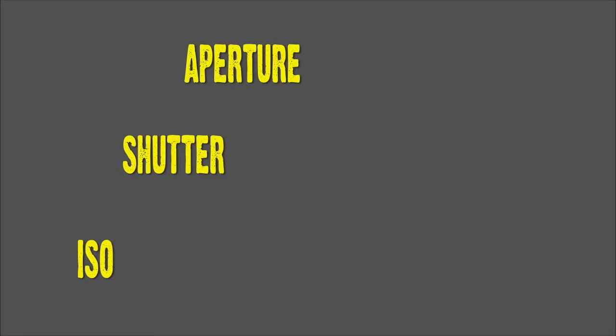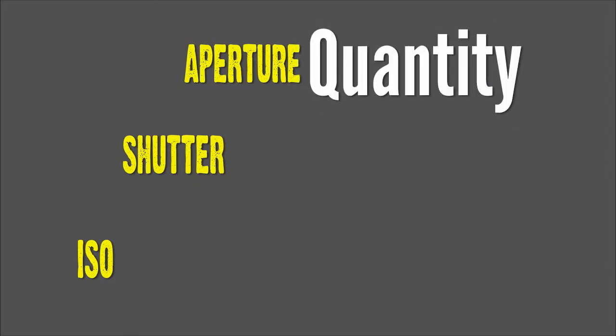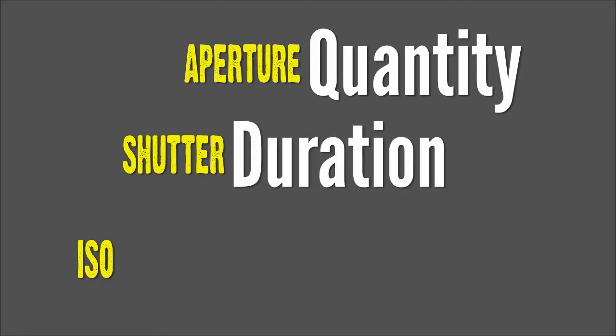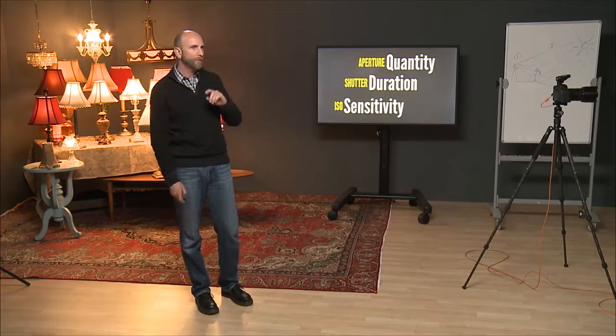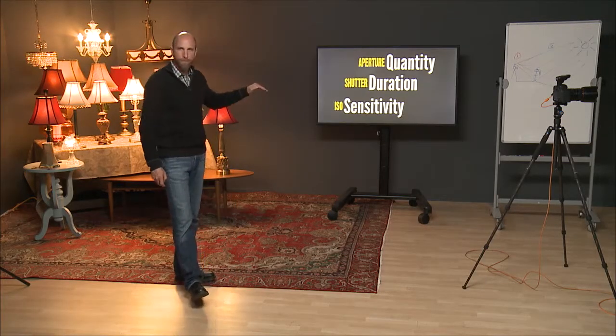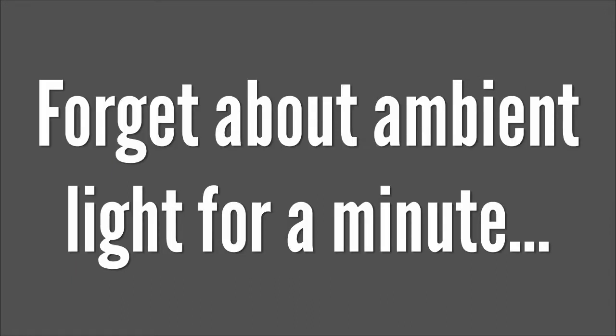If we have the aperture, that normally controls quantity of light when we're talking about ambient light, right? The shutter controls the duration of light. That's usually if a fast shutter, we have frozen images. Slow shutter, we have blurred images. And then ISO controls sensitivity. That's ambient light. But what we want to do is forget about ambient light just for a minute. Just throw it out of your mind. We're not going to talk about that.